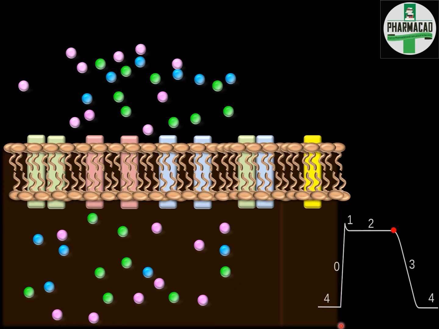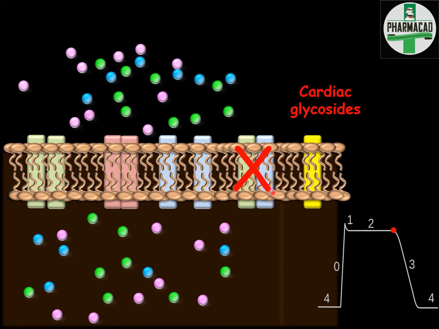Now till now what has happened: potassium has gone out, sodium has come in and calcium has come in. But at resting phase, naturally what should happen is that sodium should be out and potassium should be in. So to reverse it, to bring the resting state, in the action potential the sodium potassium pump opens, which exchanges sodium and potassium ions, throws sodium out and potassium in to bring the resting phase. But this pump is blocked by cardiac glycosides, which is the mechanism of cardiac glycosides.